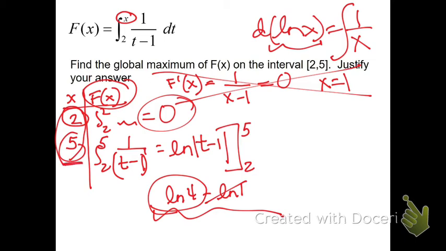Now I have to reread the question. Do they want me to give the x coordinate or the y coordinate here? Find the global maximum. Typically, I think that means y coordinate. Often though on the AP exam, they'd say value. Regardless, I give them both just to be safe. So the maximum occurs at 5, and the maximum value is the natural log of 4.